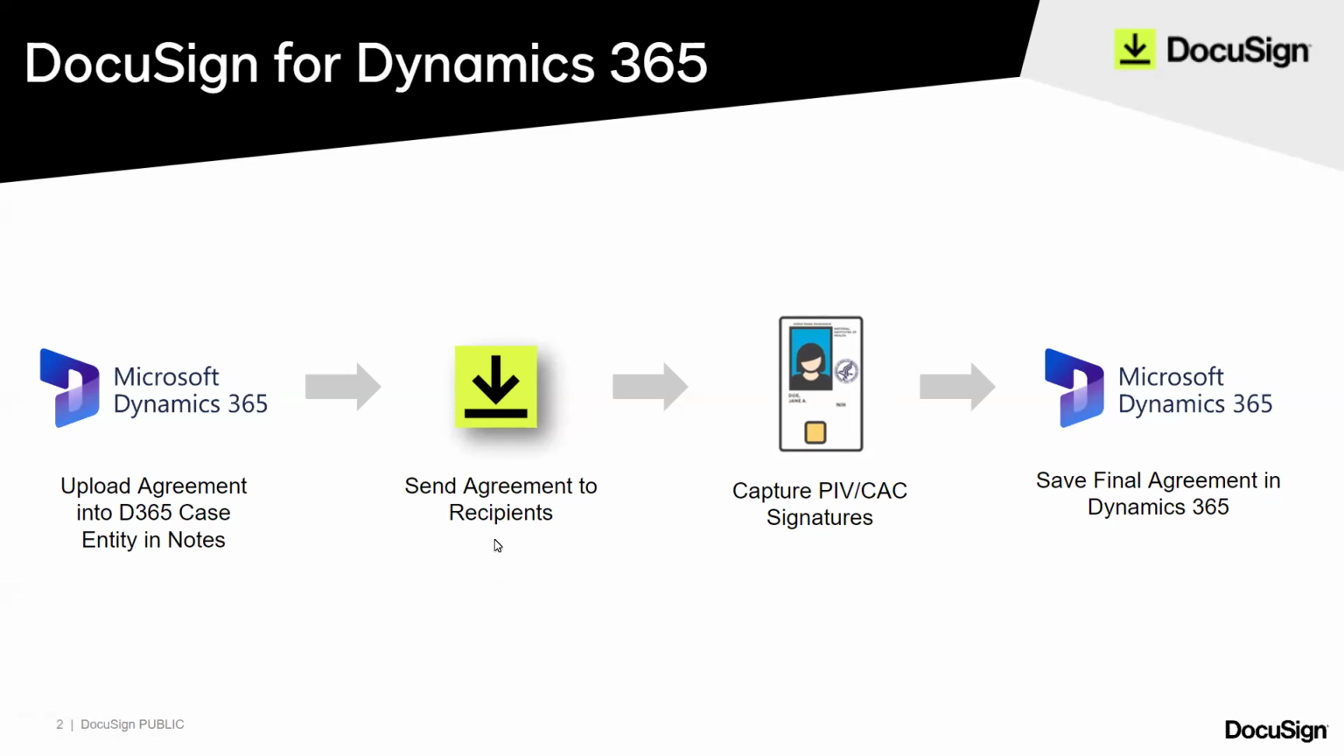Next, I'm going to send that agreement to several recipients. One is going to sign via electronic signature. The other is going to sign via PIV-CAC. So I'll be capturing the PIV and CAC, or common access card, signatures from the recipient. Then the final agreements will end up in Dynamics 365 with what we call the certificate of completion, or signing receipt, all residing within the Dynamics 365 environment. So let's take a look at how that is accomplished.